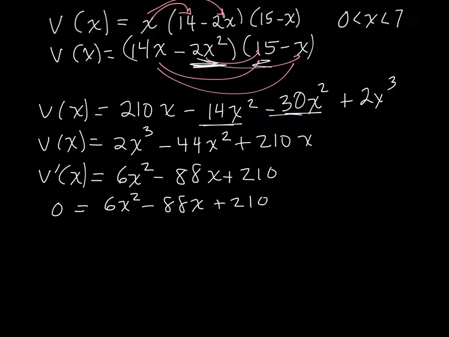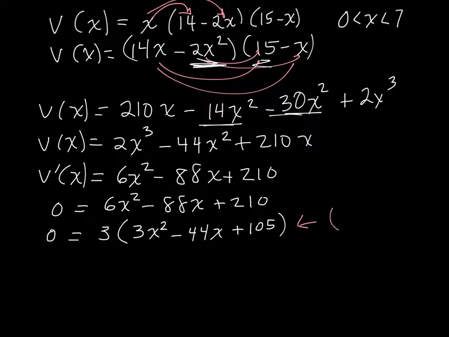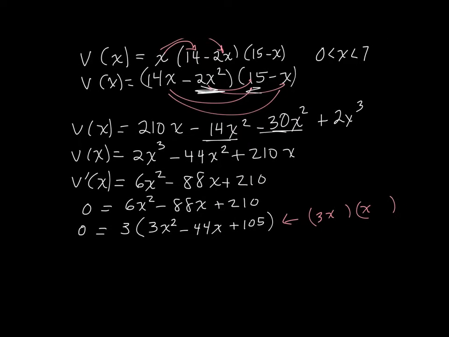Now, the only thing that I can see that I could factor out is a 3. So I factor out a 3. That leaves me left with 3x squared minus 44x plus 105. And I could sit and try to factor this, okay? So that's what I'm trying to do, is I'm trying to sit here and say, okay, can I factor this 3x? And one of these numbers are kind of large, so it looks hard to factor.